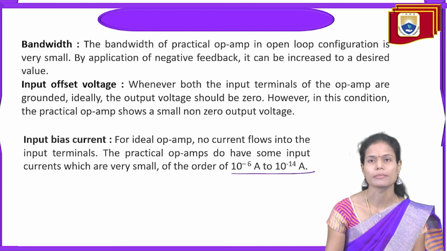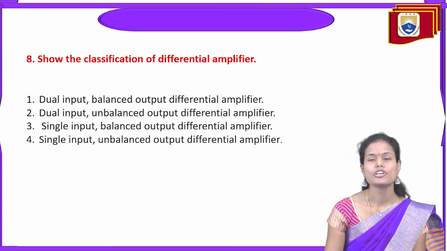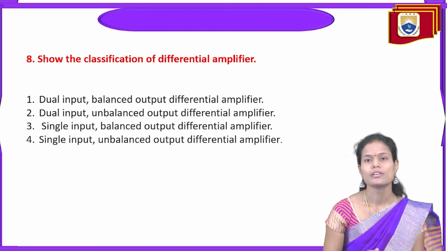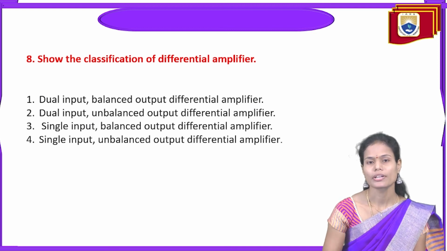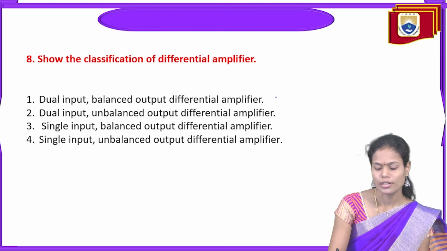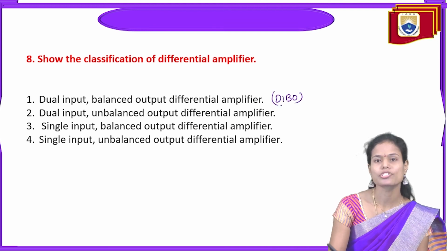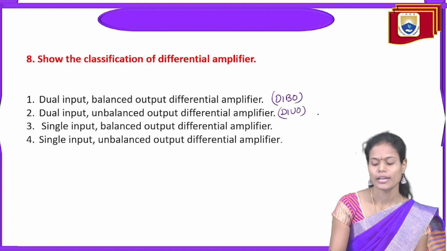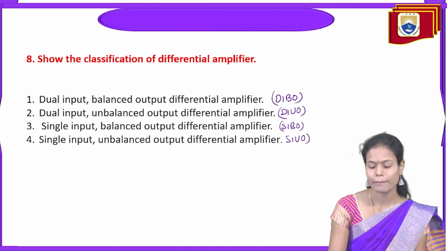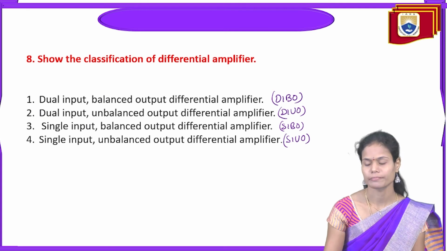the practical operational amplifier. And next, show the classification of differential amplifier. Here, depending upon how many inputs we are utilizing, and depending upon where the output is measured, across a single collector or across the common point of two collectors, we are dividing the differential amplifiers into 4 types. That is dual input balanced output differential amplifier, dual input unbalanced output differential amplifier, single input balanced output differential amplifier, and single input unbalanced output differential amplifier.